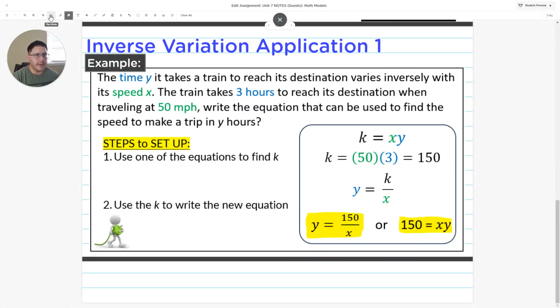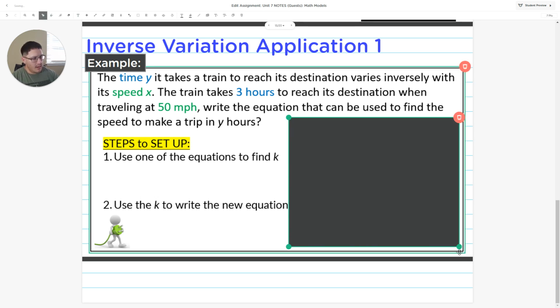Here is a word problem example. So the time y it takes a train to reach its destination varies inversely with its speed x. The train takes 3 hours to reach its destination when traveling at 50 miles per hour. Write the equation that can be used to find the speed to make a trip in y hours. So we want to write an equation. Well, notice we have time y, so it's giving us some labels here, and we have speed x.